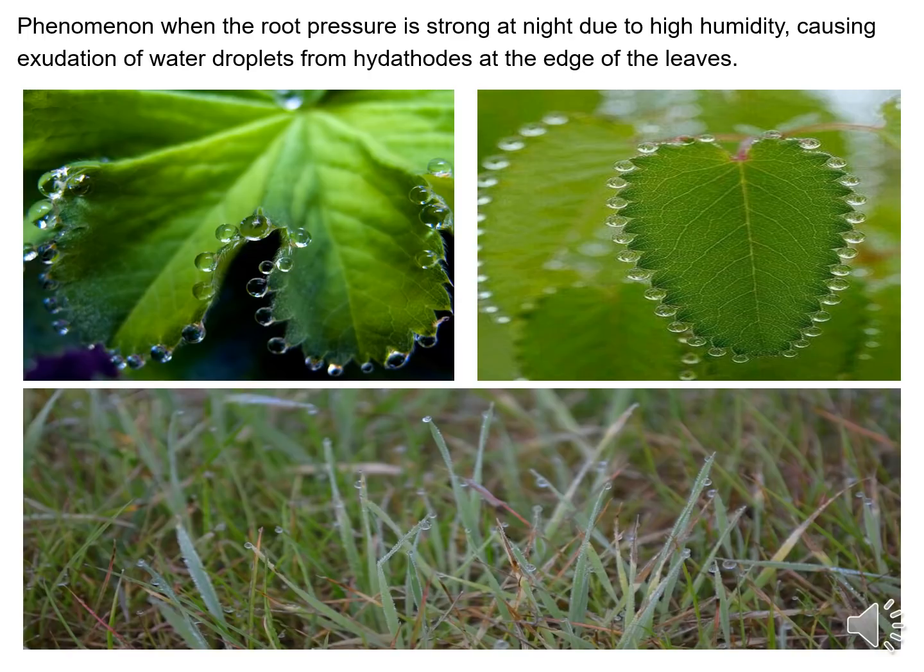I'm sharing with you in this slide a few photographic features showing guttation at the hydathode of the leaf, especially on the small leaf. This phenomenon occurs when the root pressure is strong at night due to high humidity, which causes the exudation of water droplets through hydathodes at the edge of the leaf. So this is the beauty of each of the structures that we may never have known before.